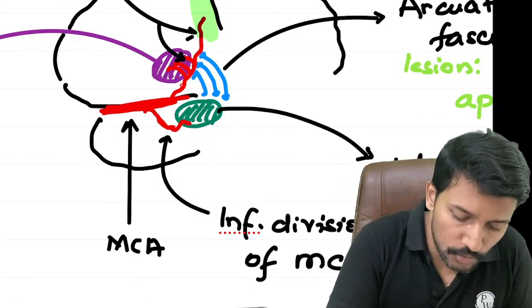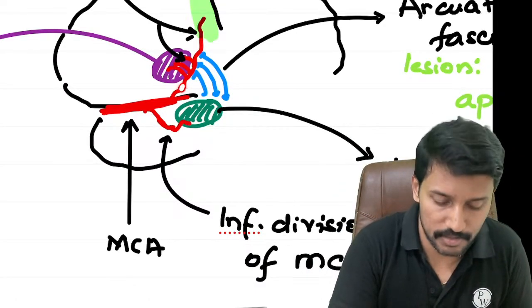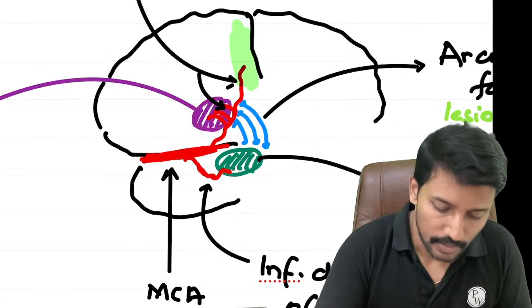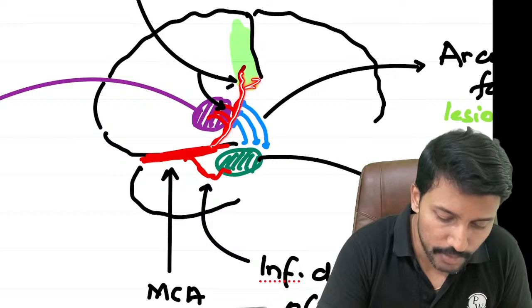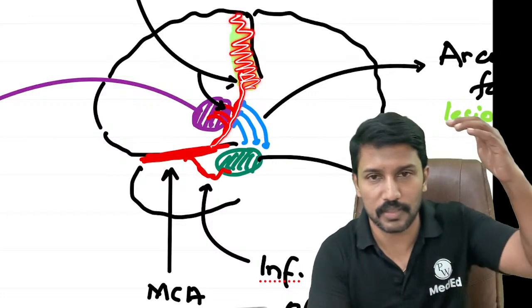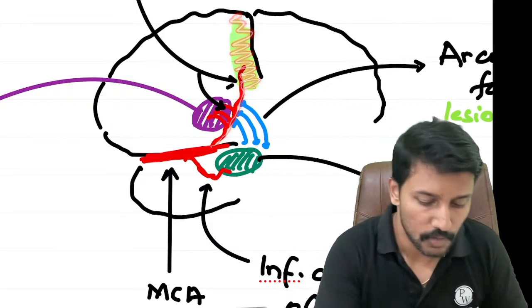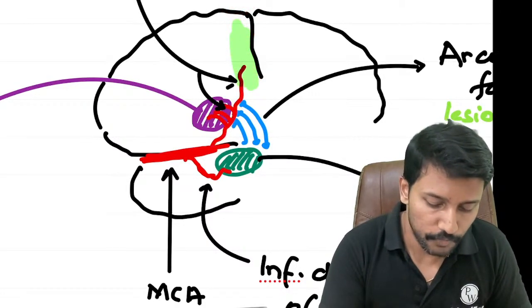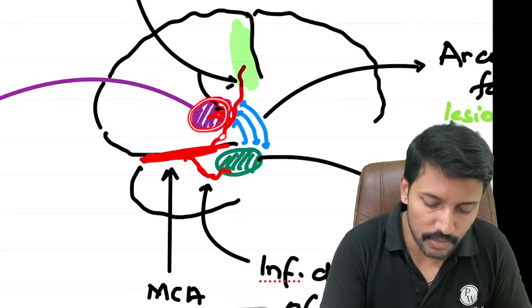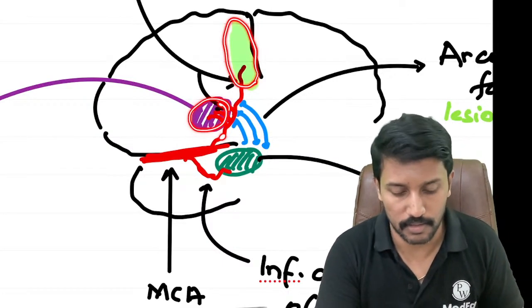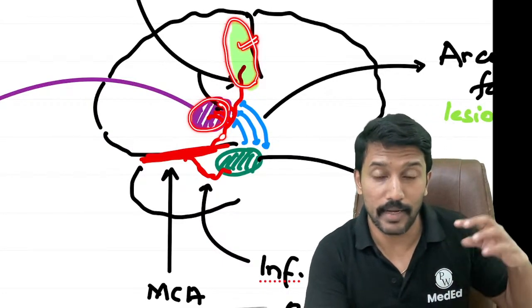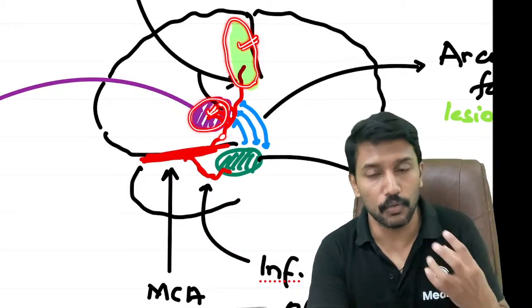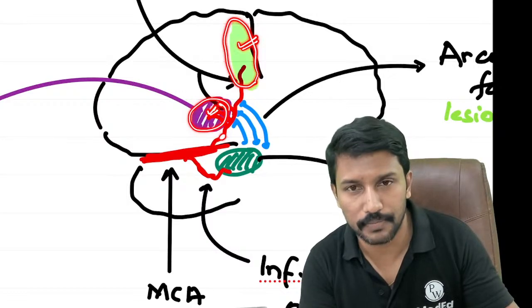But the occlusion of this superior division of the middle cerebral artery causes Broca's aphasia because blood supply to Broca's is cut. The superior division is also giving the blood supply to this motor area. We were talking about this pyramidal tract, right? Starting with the motor area. So this motor area is getting the blood supply from the superior division of MCA. So if I block this blood vessel, Broca's area is not getting blood, and the motor area is also not getting blood. Because the motor area is not getting blood, I will have hemiplegia on the opposite side, and Broca's area not getting blood will lead to Broca's aphasia, right?